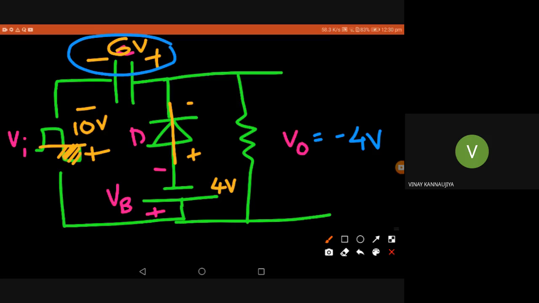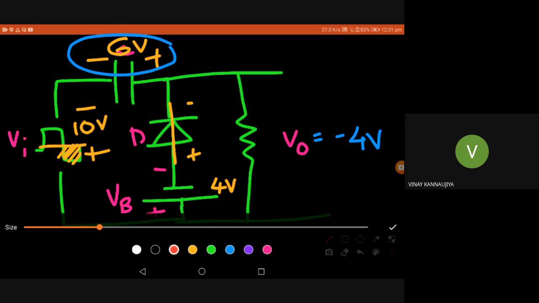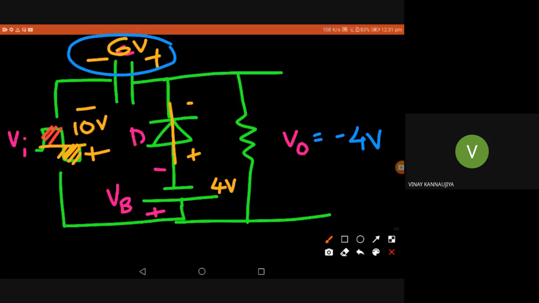Okay, so what happens in this case? You can see that in the negative cycle, I have output as minus 4, and the capacitor has already charged to 6 volt in the direction shown here. Now in the positive cycle, what will happen? Now the positive cycle is coming, so I have plus here, minus voltage in the input, as shown here, and the diode is cut off. You don't need to worry about the diode, right? It's cut off.